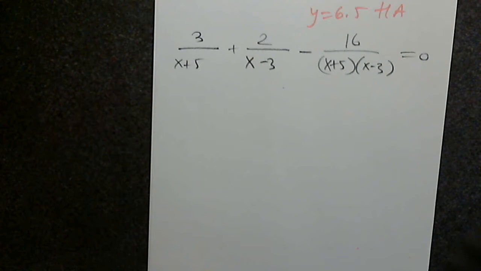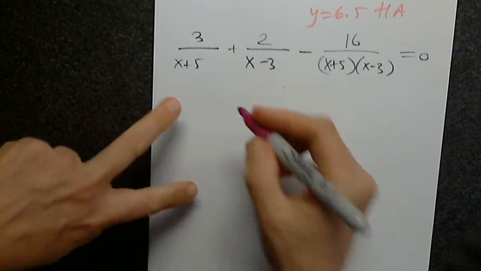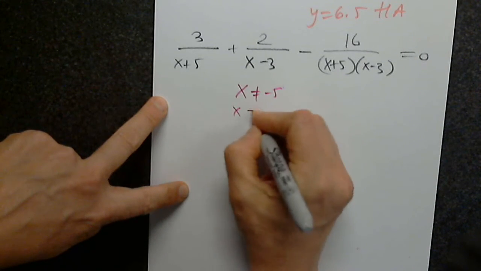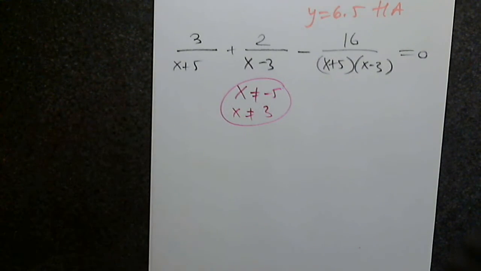So we move everything to one side. We will set the two restrictions. It's wise. I don't care what anyone says. It's always wise to state the restrictions.